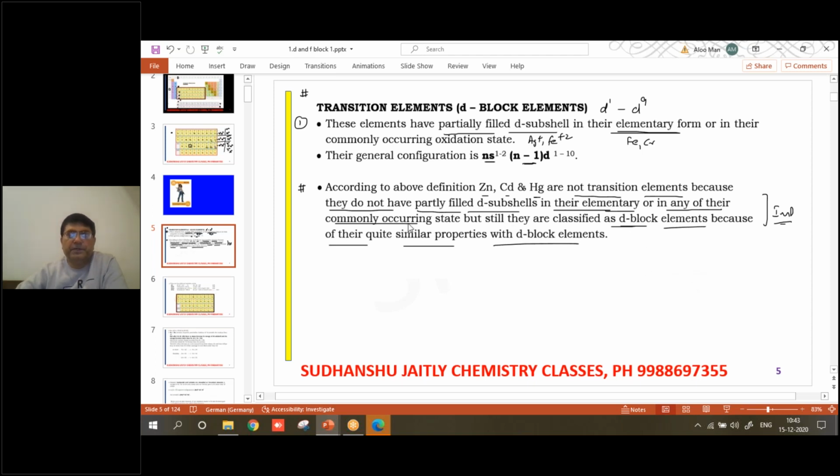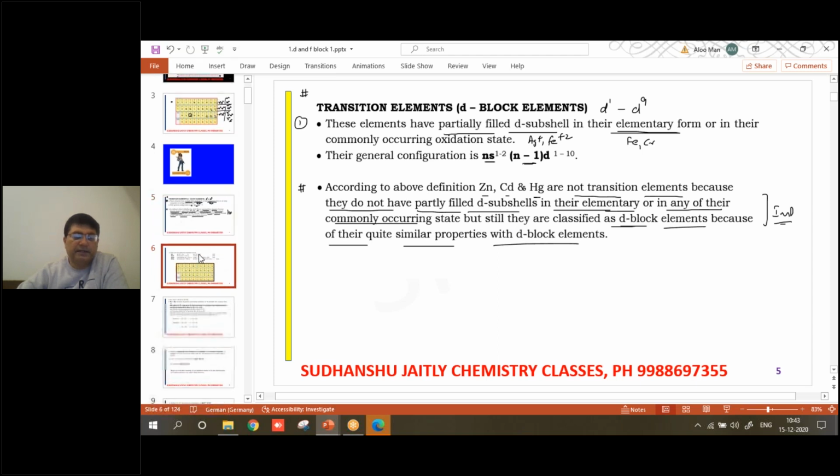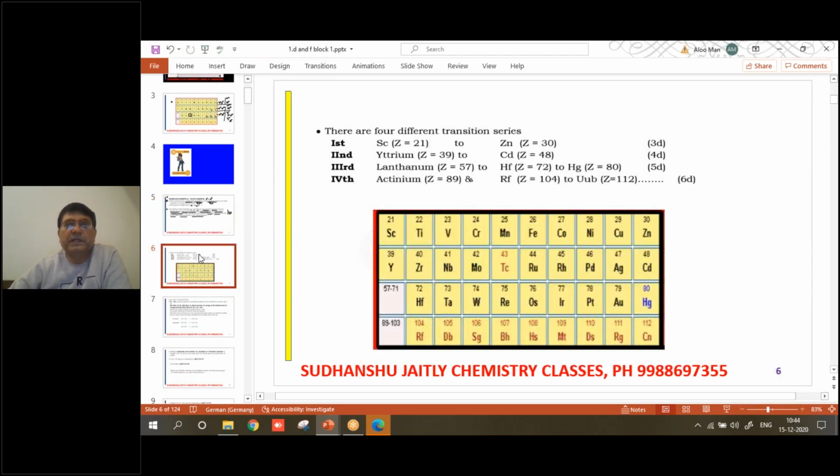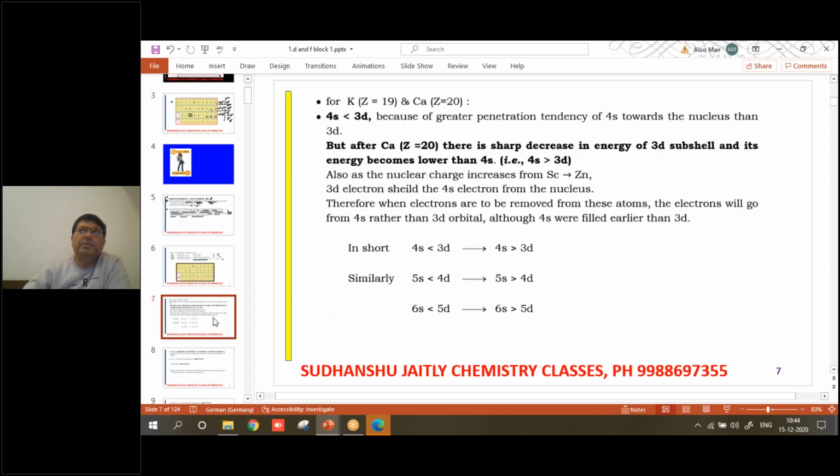This is going to be an NCERT question for you. Right? I think I have already discussed this. There are 4 different transition series. Rutherfordium, we call it practically very less important, even from the technical point of view, because it is radioactive.